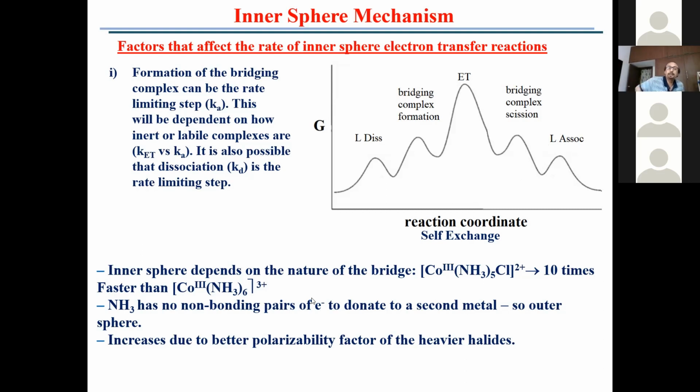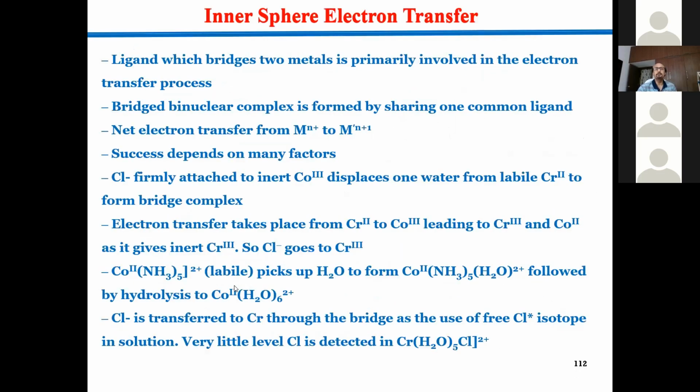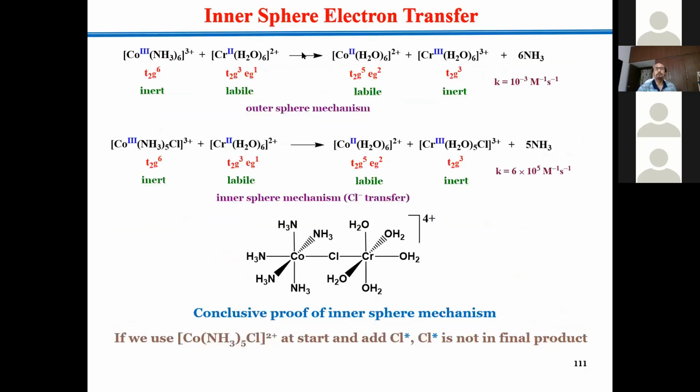So inner sphere depends on the nature of the bridge, as you have written. If you take the example of amine and chloride, hexamine, what we have noticed is that if we started with the hexamine, it is perfectly outer sphere. Slight amount of inner sphere might be there, but who cares? Mostly it is outer sphere.